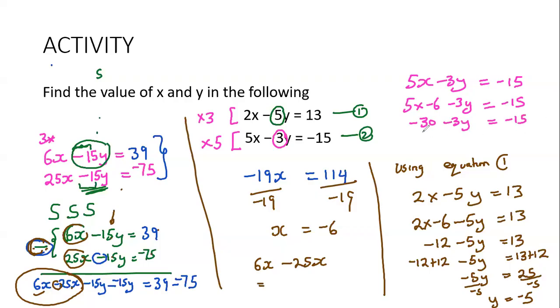Now, when you take the 30, this side is negative. When it crosses, it becomes positive. So I will say negative 30 plus 30 minus 3y is equal to negative 15 plus 30. So this gives us negative 3y equals 15. So you divide by negative 3, divide by negative 3. So your y will still equal negative 5. So whatever equation you use, you come up with the same answer. So the answer can't be different.